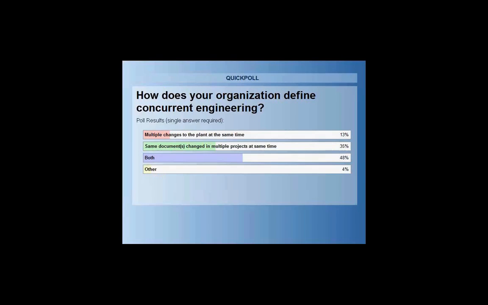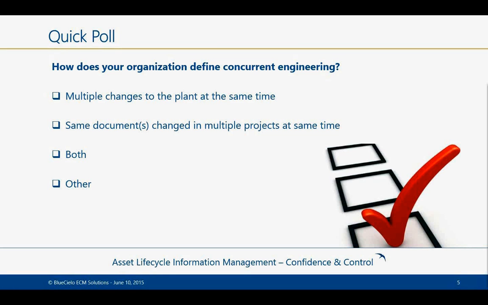So we've got most everybody replying, and it looks like both definitions fall into the discussion of concurrent engineering, where multiple changes are happening all over the plant, and the same documentation can be part of multiple changes, which is pretty often the case. And we'll look at both of these cases. So I appreciate your time in replying to those questions, and we'll go ahead and continue.